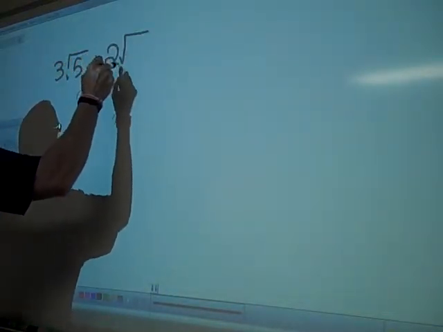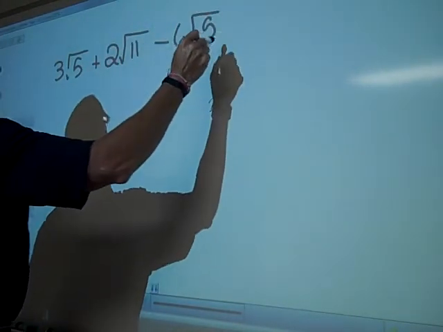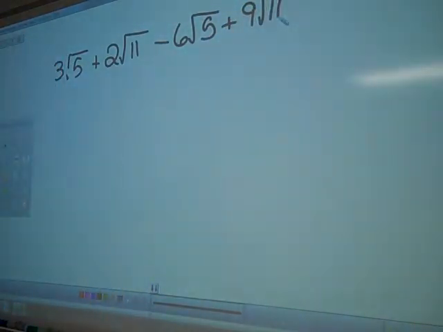Yes. 3 square root of 5 plus 2 square roots of 11 minus 6 square roots of 5 plus 9 square roots of 11. See, I told you I bumped it up a little bit. Hayden, I have faith in you that you could do this problem for me. It'll be your first time on YouTube. In a PG-13 rated video. He's nervous.